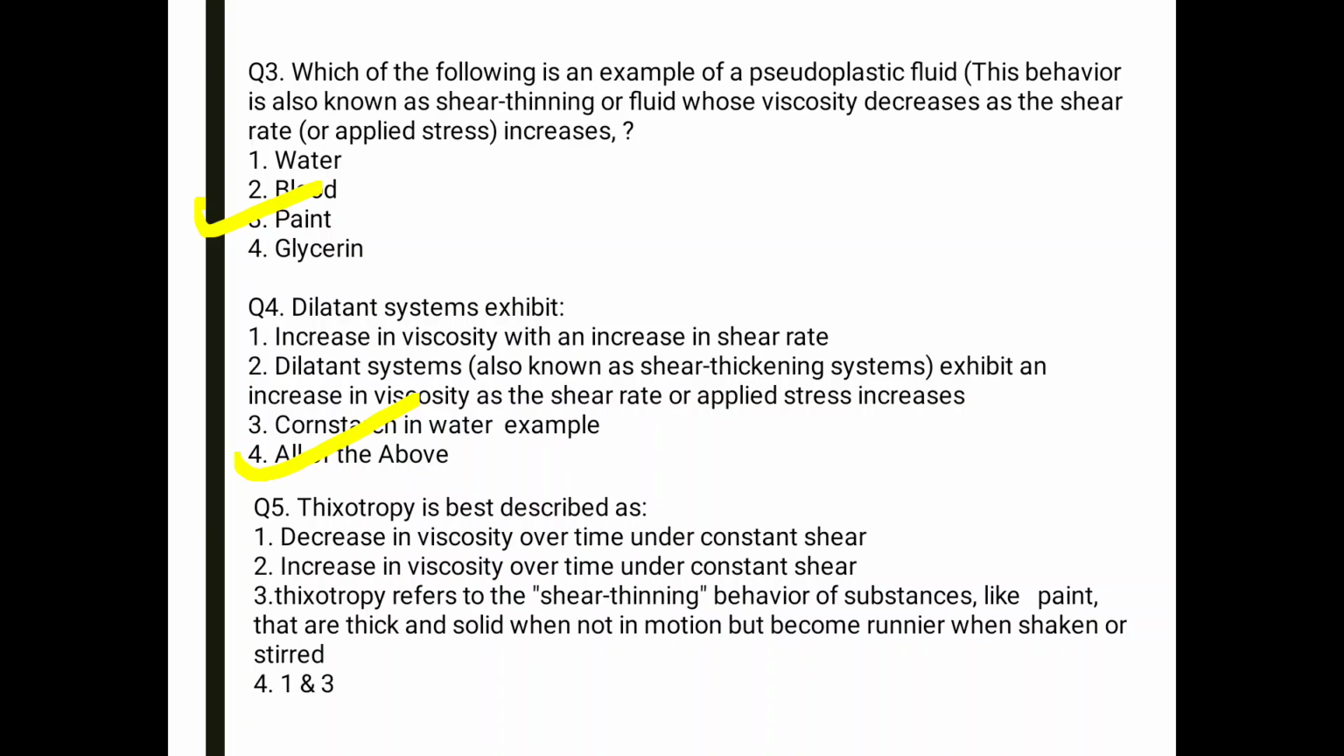Next, thixotropy. Thixotropy is best described as first, decreasing viscosity over time under constant shear. Second, increasing viscosity over time under constant shear. Third, thixotropy refers to shear thinning behavior of substances like paint that are thick and solid when not in motion but become runny when shaken or stirred.